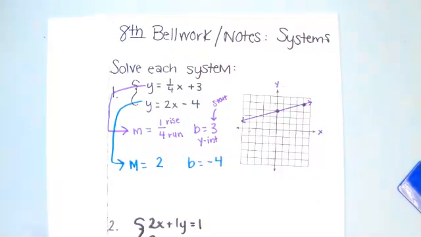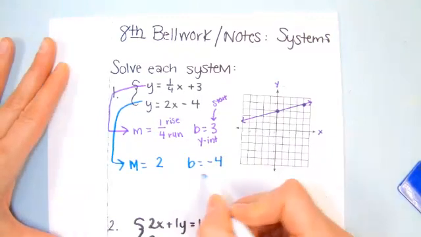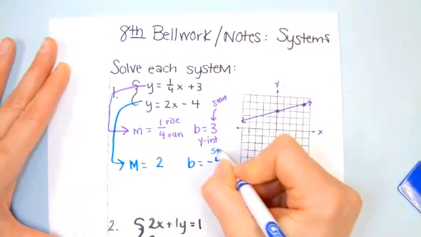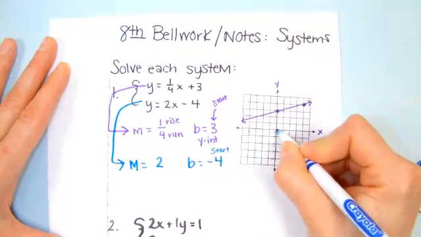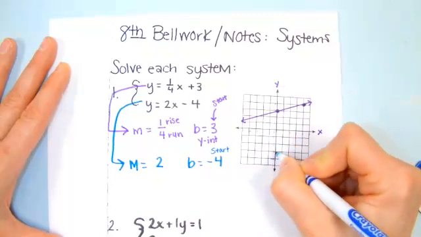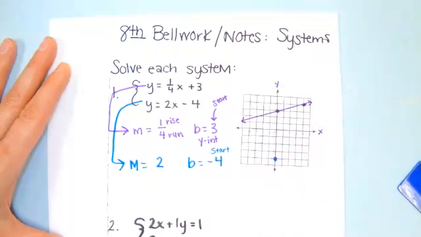All right, so now where do I start? Again, I want to start with my y-intercept. So I'm going to start this graph at -4 on the y line. I'm going to go down 1, 2, 3, 4, and I'm going to make a dot.